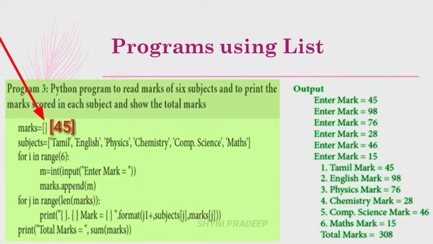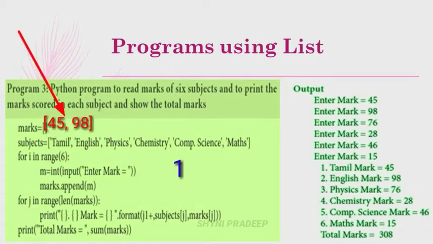So length of the marks is what? 45. Only one mark. Okay. So 1 is the length of the marks. Next see the second subject, that is English. Enter the mark 98. Append M. So 98 will be added in the marks list. Length of marks is what? 45 and 98. 2 marks. Okay. So length of mark is 2.